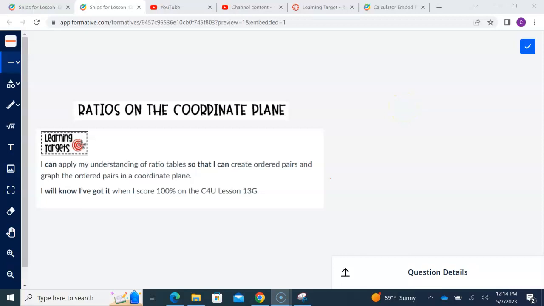So today's lesson is about ratios on the coordinate plane. I can apply my understanding of ratio tables so that I can create ordered pairs and graph the ordered pairs in a coordinate plane. I will know I've got it when I score 100% on the assignment following this lesson.